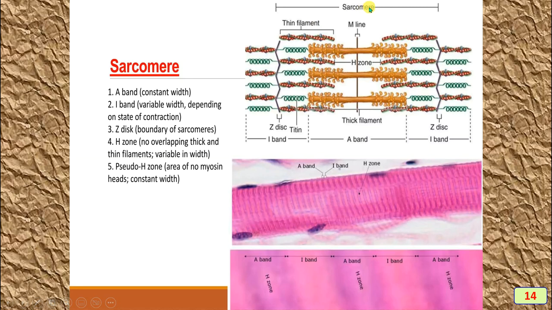Here you can see that the entire thing is called the sarcomere, which contains the thin filament, the M line and H zone, and the Z disc which connects each sarcomere to the next, and the A band and I band. Subsequently they are attached to each other, and these are responsible for contraction and relaxation of the muscle fiber.